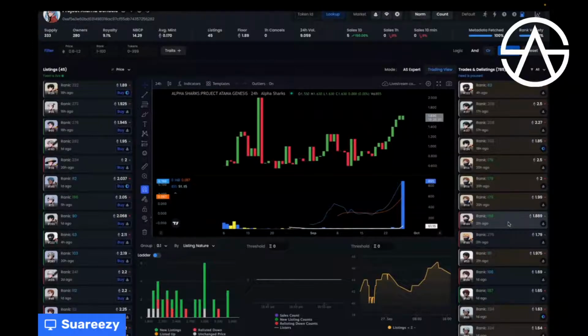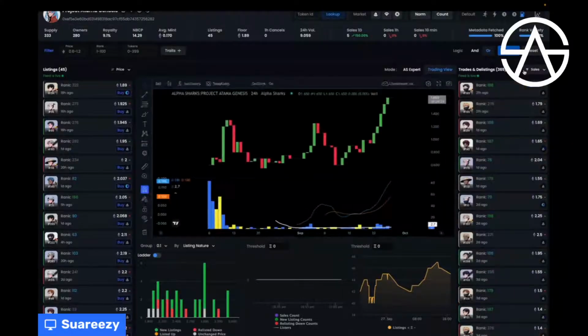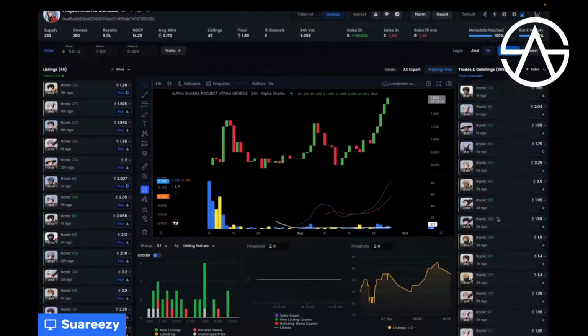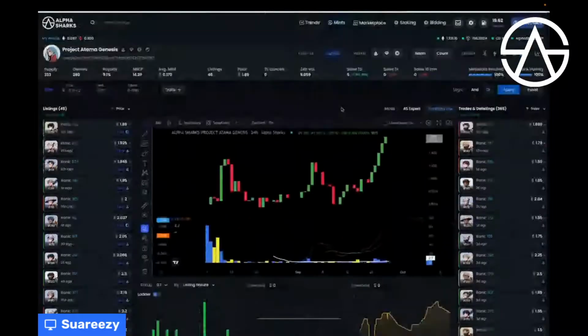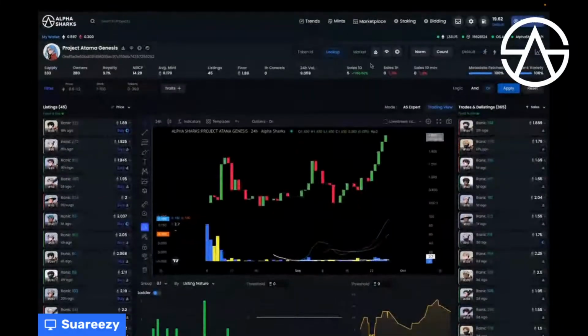transactions that went on. So the cool thing is, if say you don't want to see delistings at all and you only want to see true sales, then you can also filter that there as well and see the breakdown of all the sales. But yeah, that's a main overview of Alpha Sharks, the tool.